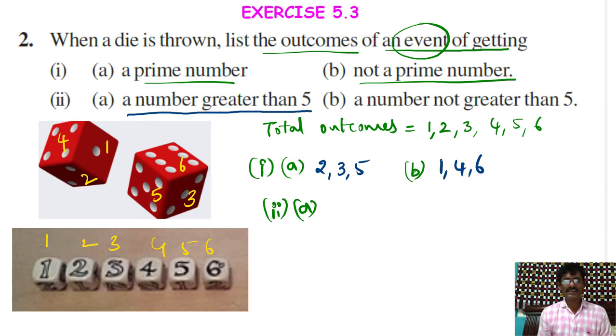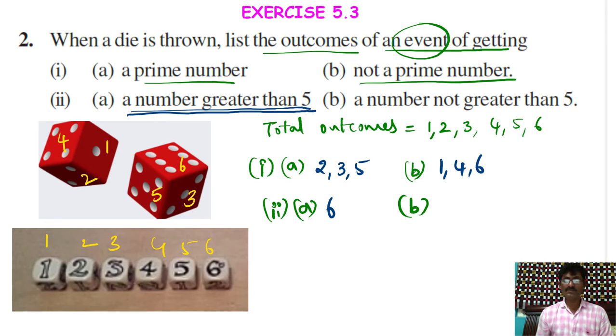Number greater than 5. What is the number we have greater than 5? Just only 6 we have. So 6 is the answer for this one. Next, B. A number not greater than 5.